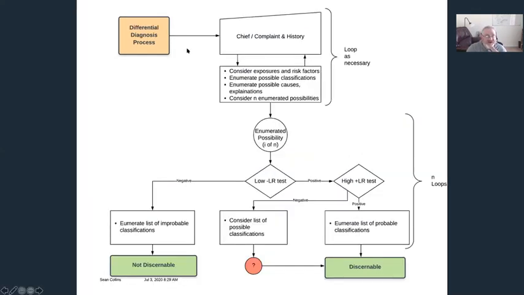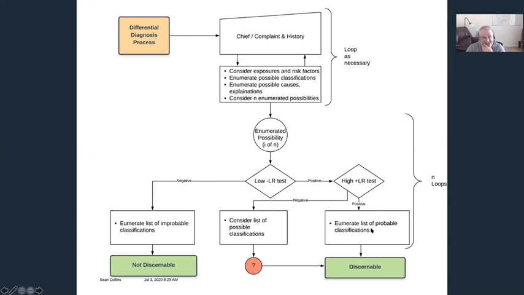So here's our differential diagnosis process. Basically, there's this sort of loop between the chief complaint and the history and possible exposures, risks, classifications, causes. You've got all these possibilities, and then you start essentially doing low negative likelihood testing. And if it's negative, then these are improbable things. And if everything is over here, if everything is improbable, then it's not discernible. But whatever is possible, whatever is probable, then you enter to what is discernible.